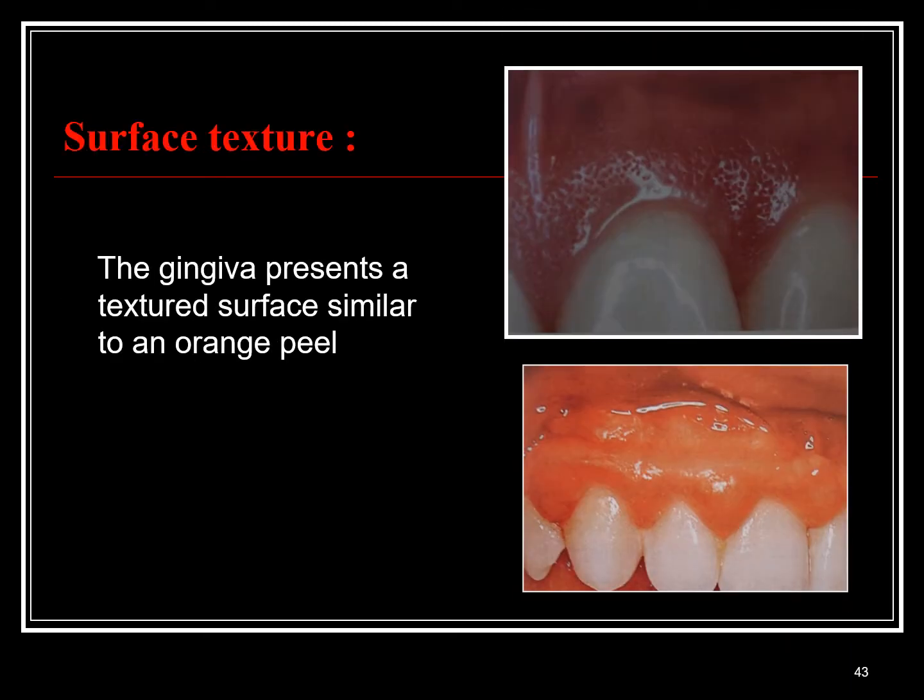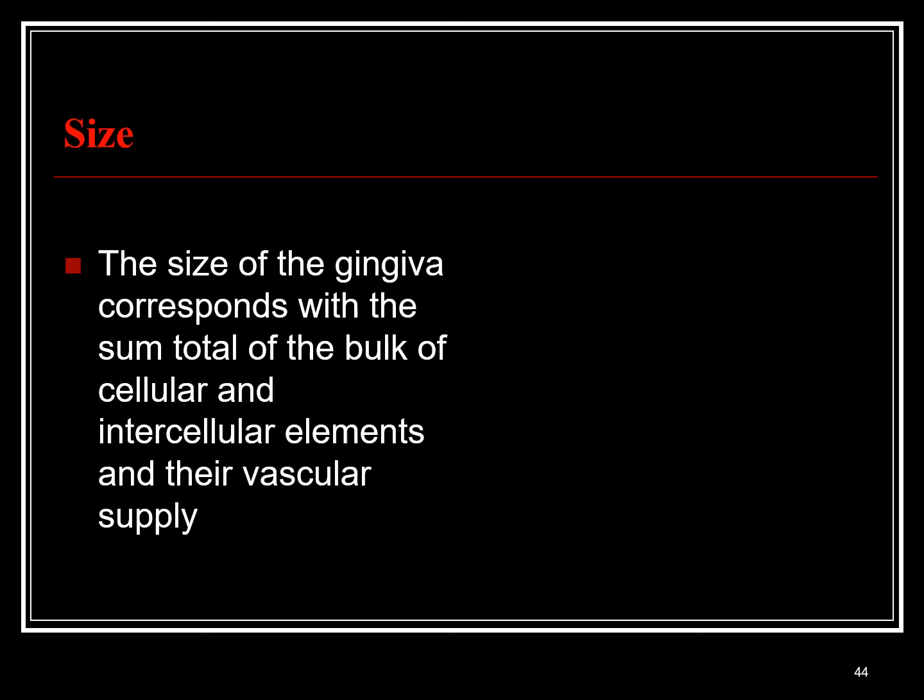The surface texture. The surface texture shows the stippling of gingiva. The stippling of gingiva is present, giving the orange-peel appearance, only when there is no inflammation. While in the second figure, you can well appreciate the absence of stippling because of inflammation in the gums.